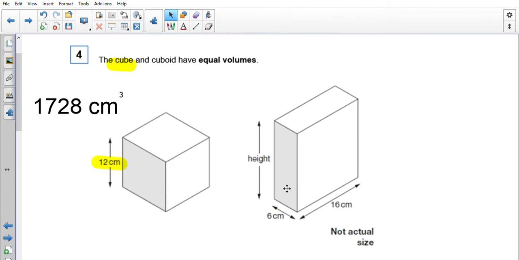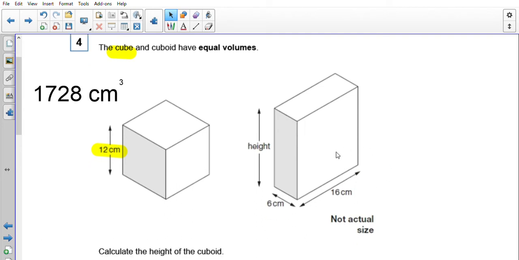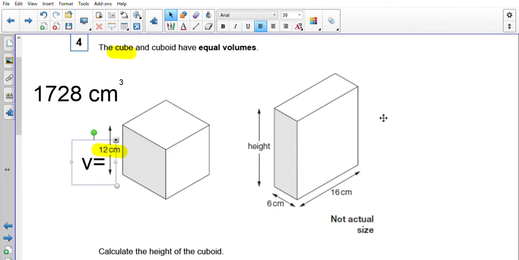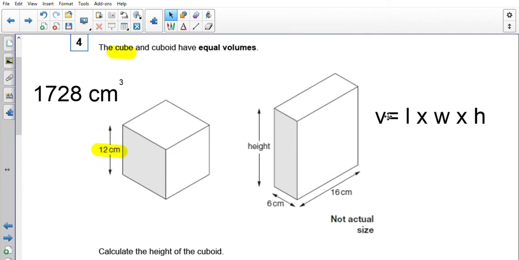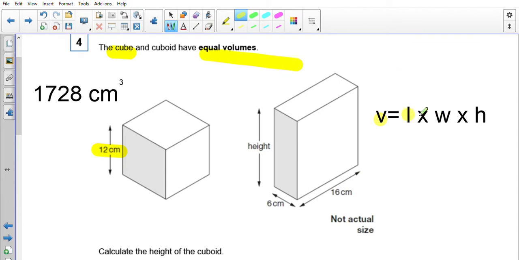That's the first thing I know here. Now I can look at the other side, and it asks me to calculate the height of the cuboid. So I'm going to use my same formula again: V equals L times W times H. I'm going to bring this over here. Now it's asked me to calculate the height, which means I've got the volume because they have equal volumes. I've got my length, I've got my width, I do not have my height. So that's my missing one.